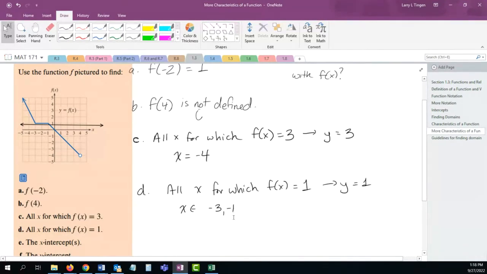Whenever I've got an interval, first thing I'm going to do is figure out the endpoints, and the second thing is to figure out, do I include the endpoints? The only time the endpoints are not included is if there's an open circle at those x values. And for both of these, there's not, right? So it looks like f of x starts to return 1 when x is -3, and it continues doing it until x gets to -1, and then it stops. So endpoints are included.